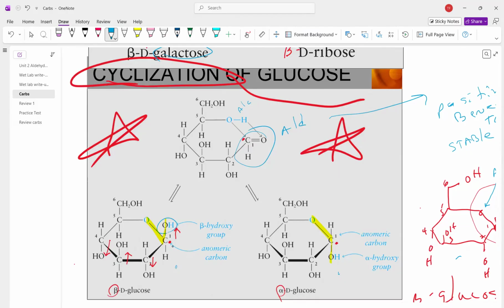You don't have to say D, because we're only working with D forms of the carbs, and no L's at all. But you do have to specify if there's a hemiacetal present. You have to specify whether it is alpha or beta.